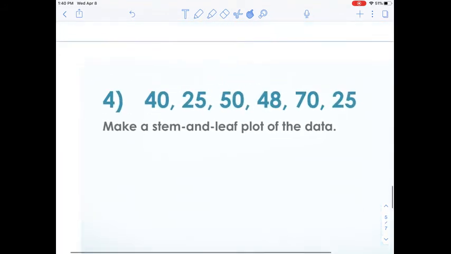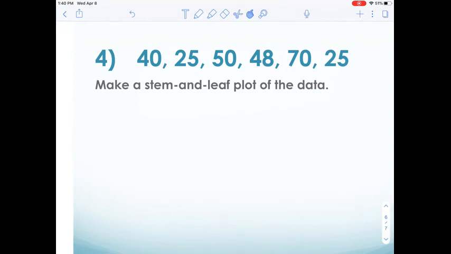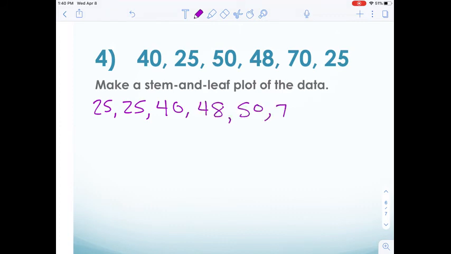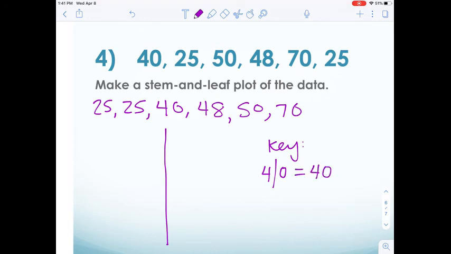Okay, and then our last one here is making a stem and leaf plot. So again, we've got to order this data. That's the first thing we should do. So we have 25, 25, 40, 48, 50, and 70. To make my stem and leaf plot, I'm going to start with my line. I'm going to put my stems on the left, my leaves on the right. I'm going to make a key right away because that's easy to forget, and I can choose any numbers, so I'll just choose 4 line 0 is going to be equivalent to 40.